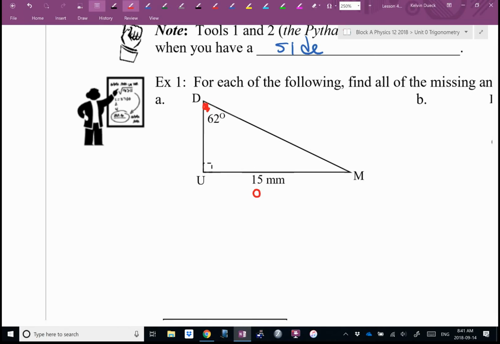To find the angle M right here? I think I can do it in my head. How big is that angle, Katie? So what's left of the 180? 180 minus 90. These two will, if it's a right angle triangle, always add to 90 as well. It's 28.